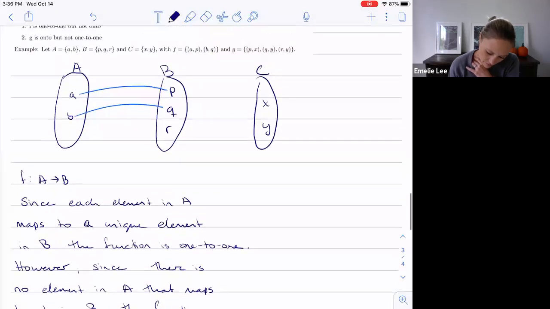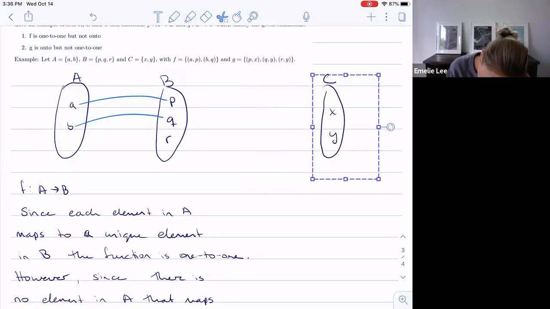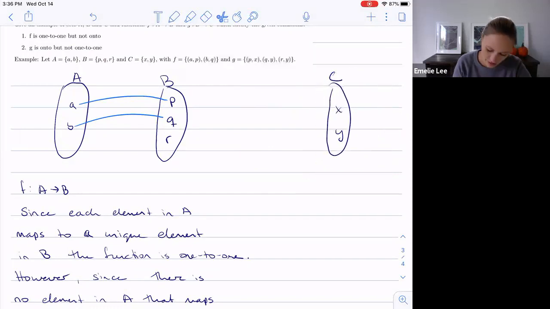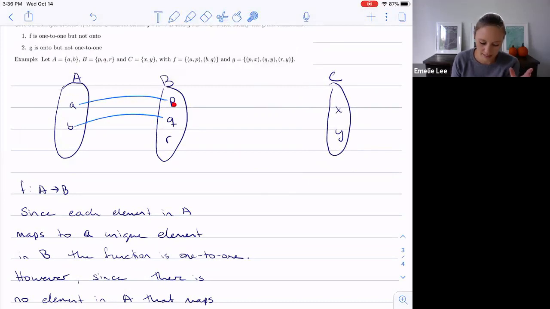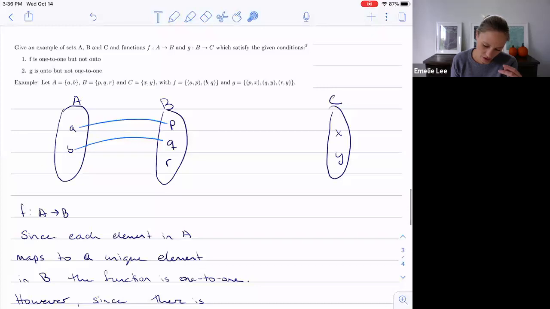So now, maybe I'll scoot this C over a bit. Wasn't that beautiful to begin with? Because now I'm going to talk about G, which takes P and maps to X, Q and maps to Y, and R and maps to Y. So G is onto, but not one-to-one. It maps onto all the elements in C, but it's not one-to-one because both Q and R map to Y.